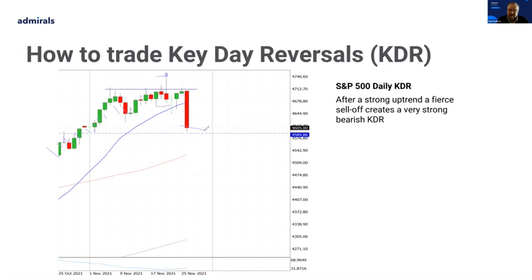So, as I said, for the intermediate and advanced traders, if you're trading trends, when you get KDR prints against you, that's just a little heads up that you could utilize for your own ideas and trading, ladies and gentlemen.